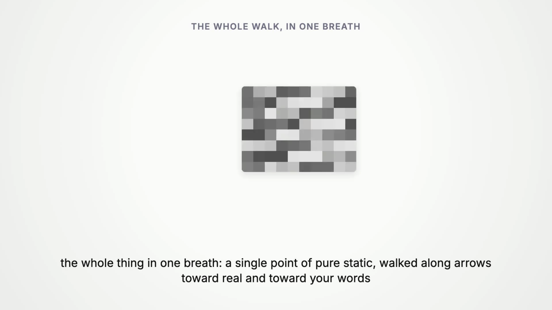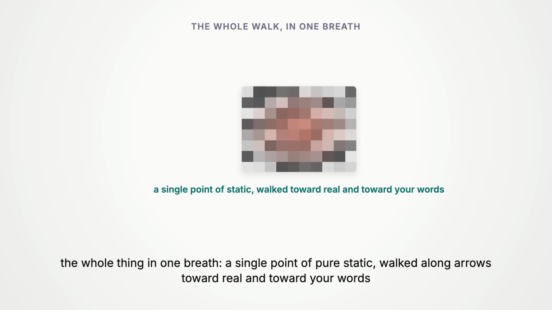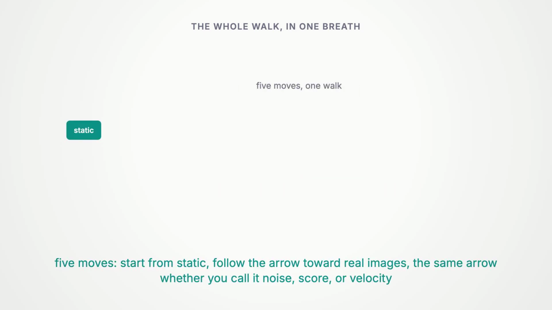So here is the whole thing in one breath. When you type a prompt and watch an image resolve out of nothing, you are watching a single point of pure static get walked, step by step, along arrows that point toward real and toward matching your words. It happens in a small compressed room for speed. The network steering it is a transformer, and in 2026 it takes just a few strides because the path got straightened.